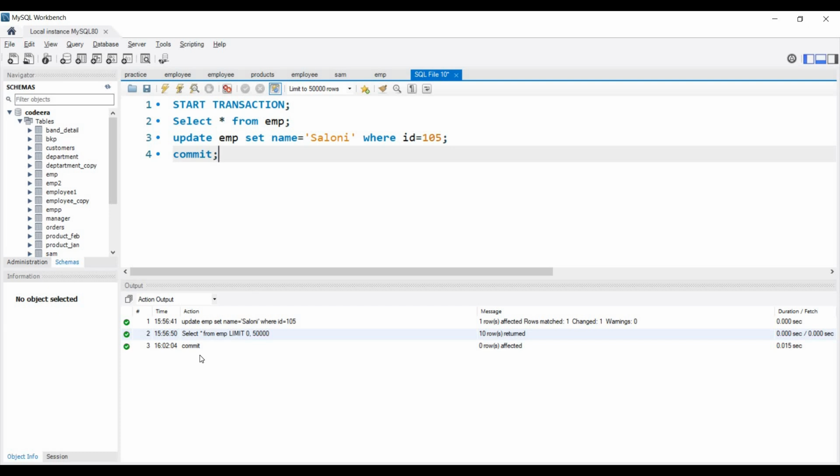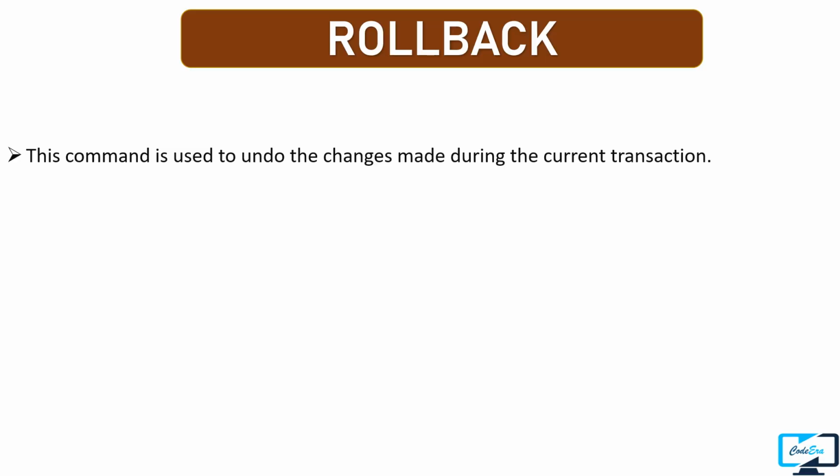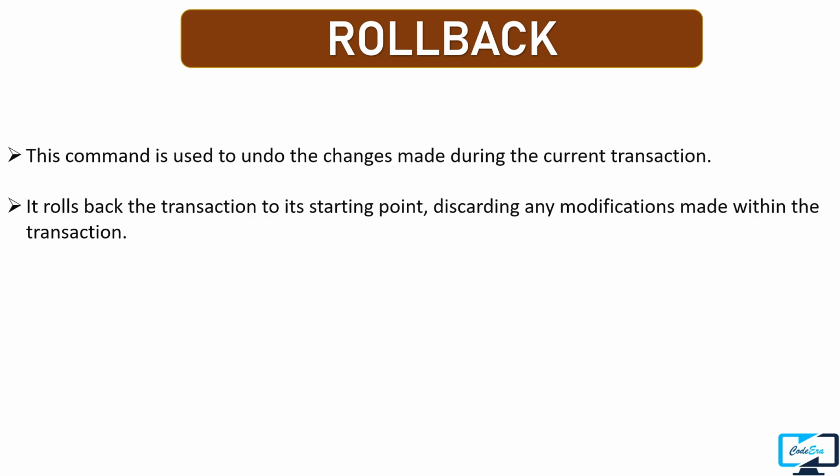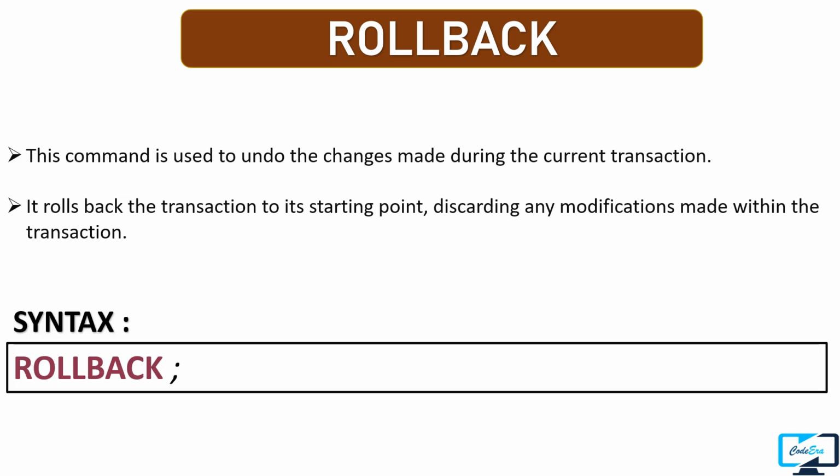Now suppose in any transaction we have done some incorrect change or unwanted modification, and now we want to revert back to the previous state of our database, which is before we started the transaction. For this we have a transactional command, rollback. This command is used to undo the changes which are made during the current transaction. The rollback command will discard all the modifications made within the current transaction. To use this command we just have to write the rollback keyword.